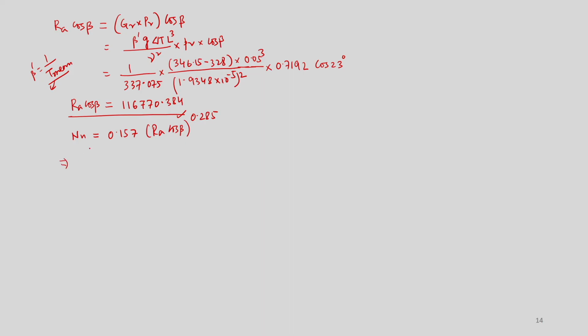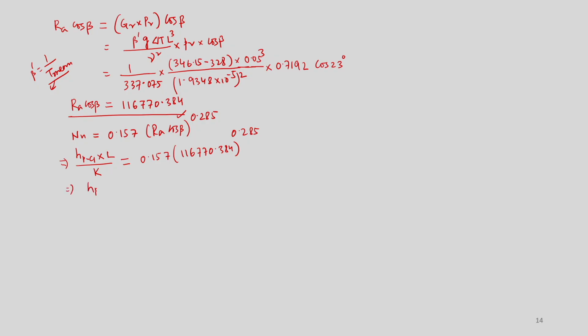Okay. Since you have already understood what is Nusselt number and other parameters, straight away you can calculate the heat transfer coefficient. So, this is nothing but h_PC1 multiplied by characteristic length L, K is the conductivity. So, 0.157, then Ra cos beta is something like 116,770.384 to the power of 0.285.